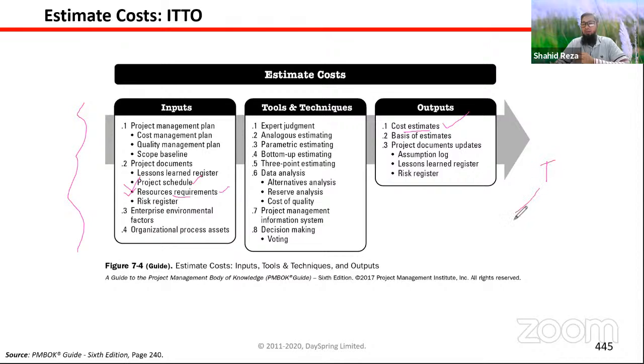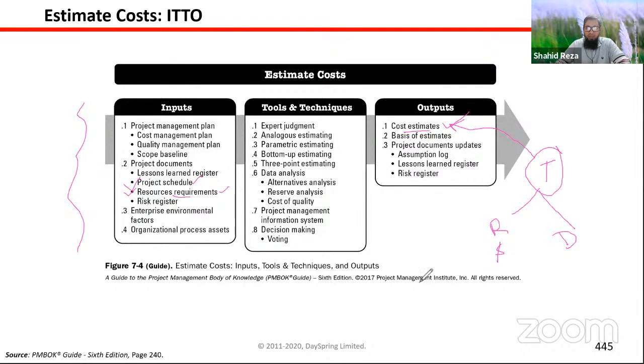For every task, if we know the resource and the duration, and the rate of the resource, that means the dollar value of the resource, then we can easily calculate the estimate cost of this task. So using these inputs, we can find out the cost estimate for each and every task. All right. So what are the tools we can use to estimate the cost of the task?